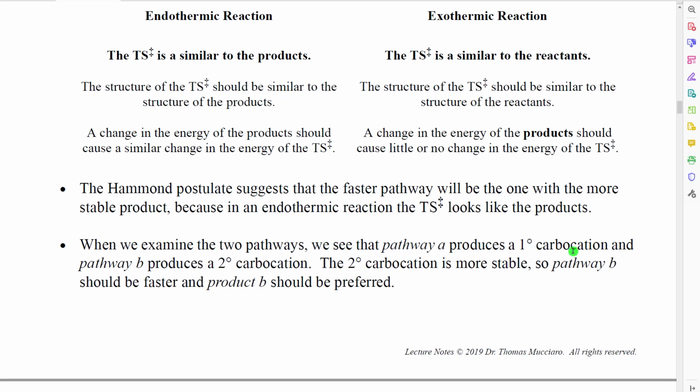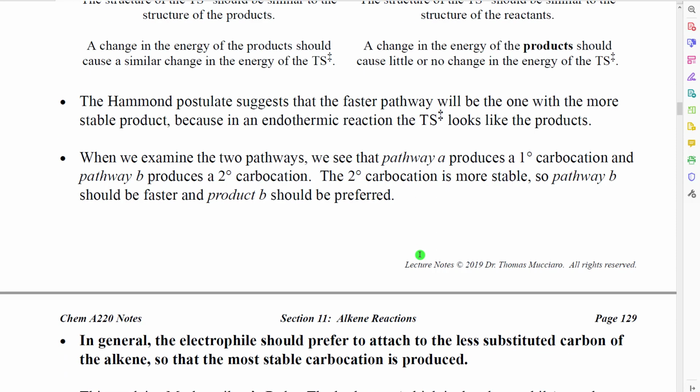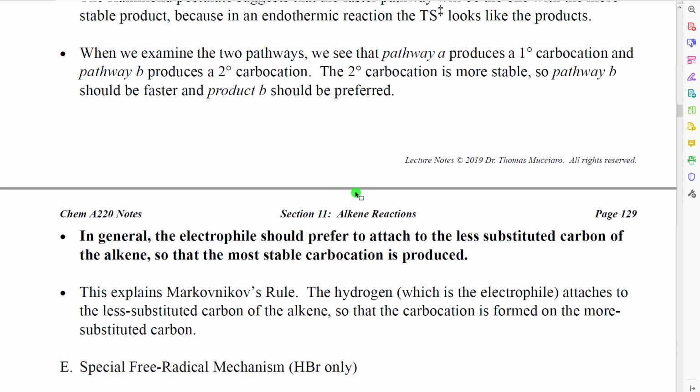So, pathway A produces a primary carbocation, pathway B produces a secondary carbocation in its first step. The secondary carbocation is more stable, so therefore pathway B should be faster, because a more stable intermediate would also mean a more stable transition state, because the transition state looks like the intermediate. Therefore, we expect pathway B to be faster and product B should be preferred. This would explain Markovnikov's rule.